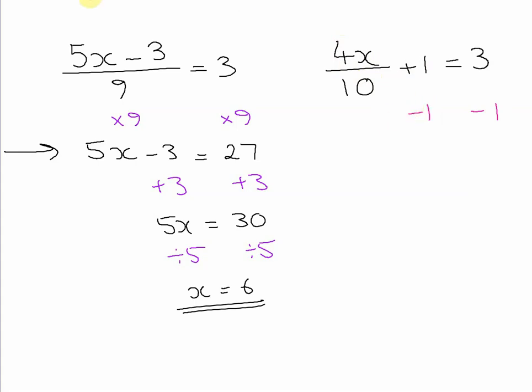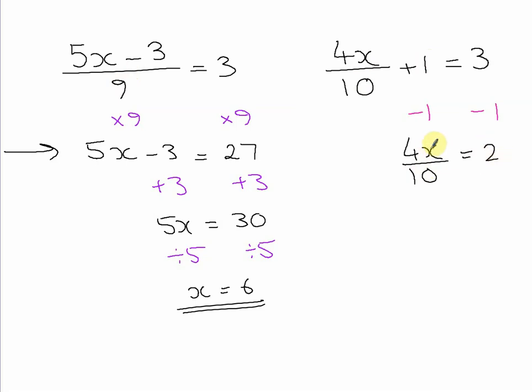So you can see the first one, I got rid of the division first because it was the last thing happening to the x. The division isn't the last thing here, the plus 1 is. So that's what I got rid of first. I always remove the last thing happening to the x. Equals in a line. I'm going to end up with 4x divided by 10, and 3 take away 1 is 2.